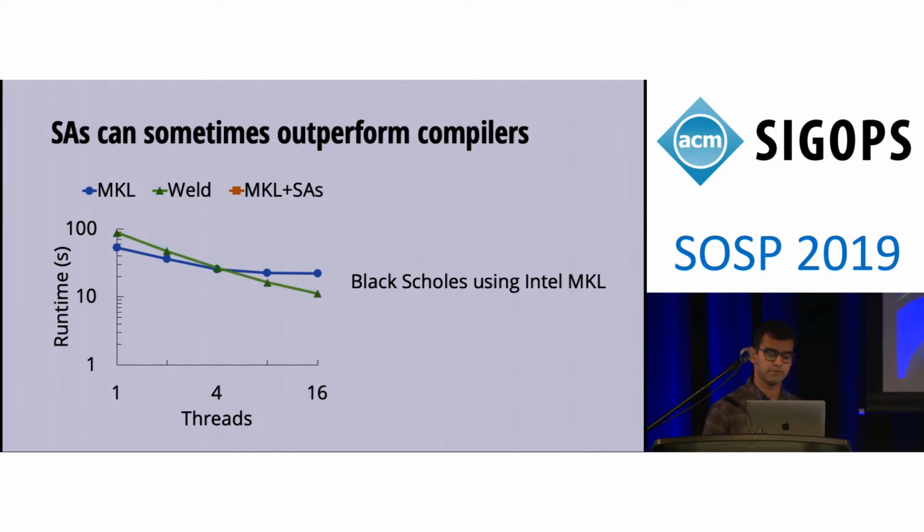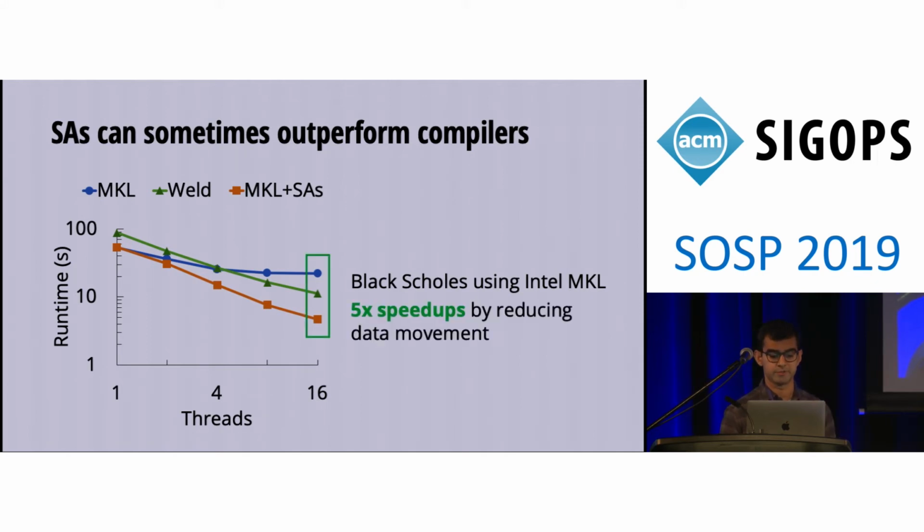Using a compiler solves this because it performs data movement optimizations such as loop fusion. But you can see in this particular application, the single-threaded performance is not as good as MKL because the compiler doesn't generate code that's as fast as MKL's hand-tuned functions. But with split annotations, you get the best of both worlds. You can still leverage these highly optimized kernels that expert developers have written, and you get the same data movement optimizations that a compiler will provide. So in this particular case, we get a 5x speedup by just reducing data movement over an already optimized library.